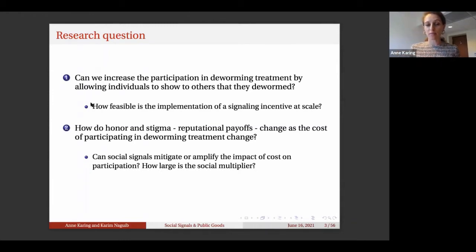Secondly, more generally, this paper is trying to understand how honor and stigma concerns, meaning reputational payoffs, change as the level of participation in deworming changes, specifically as the cost of participating in a certain pro-social action might change. So we're looking in this paper at whether social signals and introducing visibility can actually mitigate or might lead to an amplification of the impacts that changes in cost or benefits of a certain pro-social activity might have on participation. And we're trying to actually quantify that as well. So we're trying to see how large are these social multiplier effects. And I'll define in a moment exactly what we mean by social multiplier.